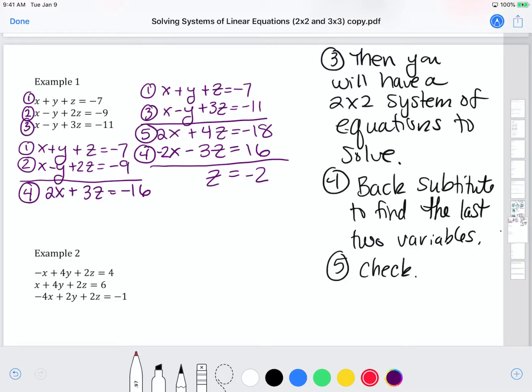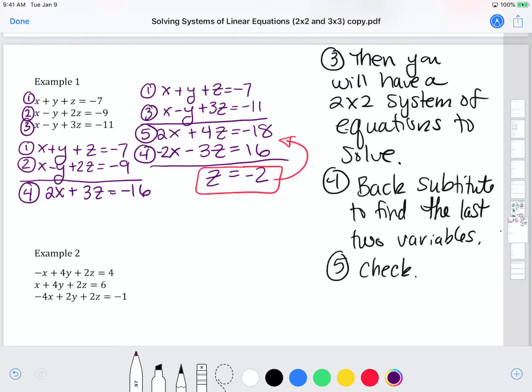Now that I have one of my variables, I start working backwards to plug in to find my other two variables. I don't want to plug the z is equal to negative 2 into one of the original equations, because if I do that, then I'm still left with two unknowns. What I want to do is backtrack. I want to plug it back into either 4 or 5, because then I can solve for x.